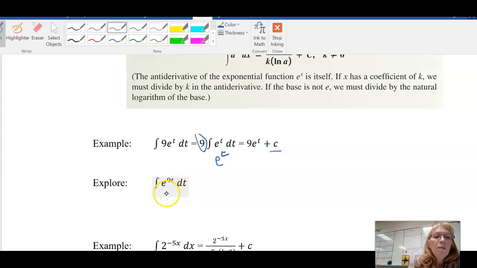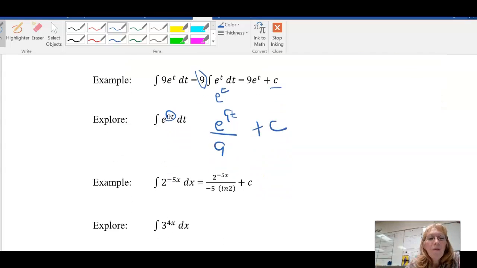Okay, your turn. All right, now when you did yours, it was a little bit different. The 9 was with the t, so you know it's itself, which is e to the 9t, but then you got to divide by the derivative of 9t, which is just 9, plus c. I hope you did well.